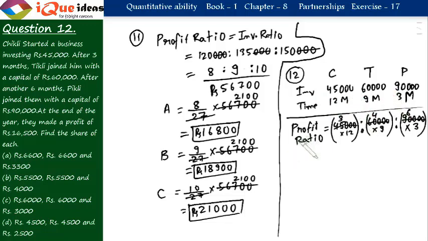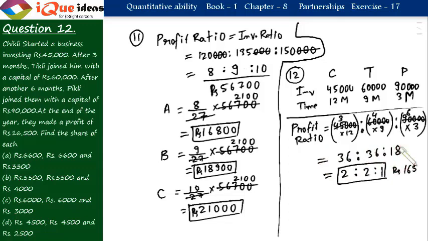Now multiply the remaining things. 3 into 12 is 36, is to 4 into 9 is 36, is to 6 into 3 is 18. They are further divisible by 18. So it is 2 is to 2 is to 1. This is the ratio of their profit. Now the total profit is 16,500 rupees. So we have to divide 16,500 in the ratio of 2 is to 2 is to 1.